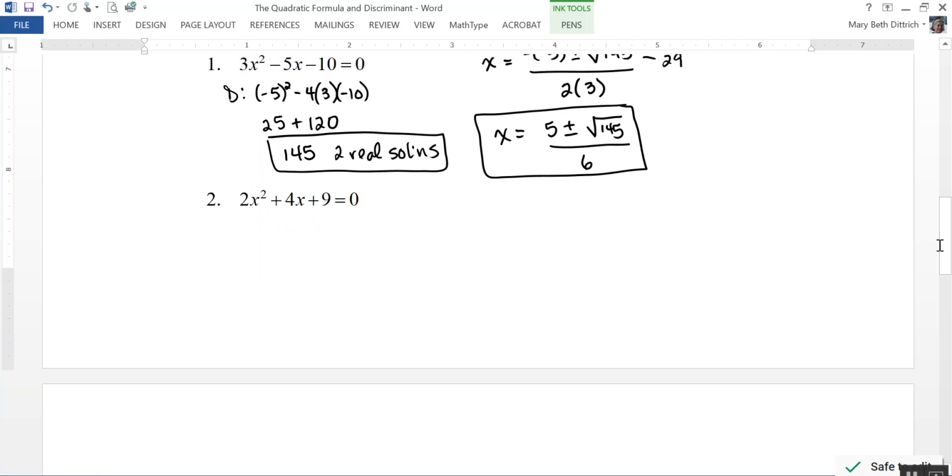Let's take a look at this next example. 2x squared plus 4x plus 9 equals 0. Let's go ahead and calculate the value of the discriminant. So that's going to be b squared, which is going to be 16, minus 4 times a times c, which is going to be 16 minus 72, which gives me a negative 56. And since the value of the discriminant is negative, that means that there are going to be no real solutions to this.